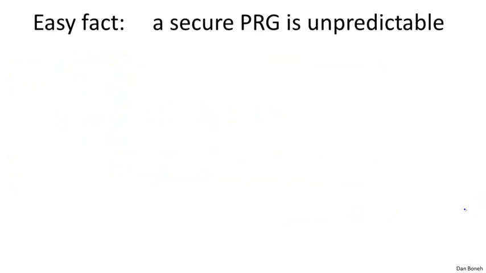Now that we understand what a secure PRG is, I want to talk a little bit about some applications and implications of this definition. The first thing I want to show you is that a secure PRG is necessarily unpredictable. In a previous segment we talked about what it means for a generator to be unpredictable, and we said that it means that given a prefix of the output of the generator, it's impossible to predict the next bit of the output.